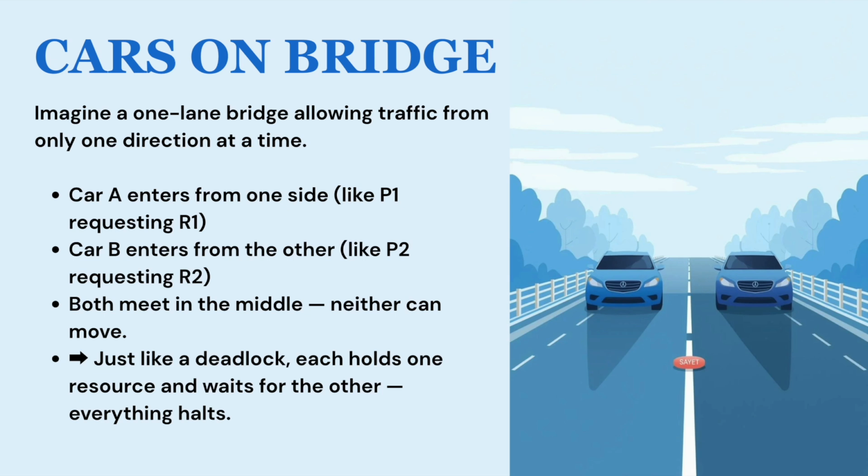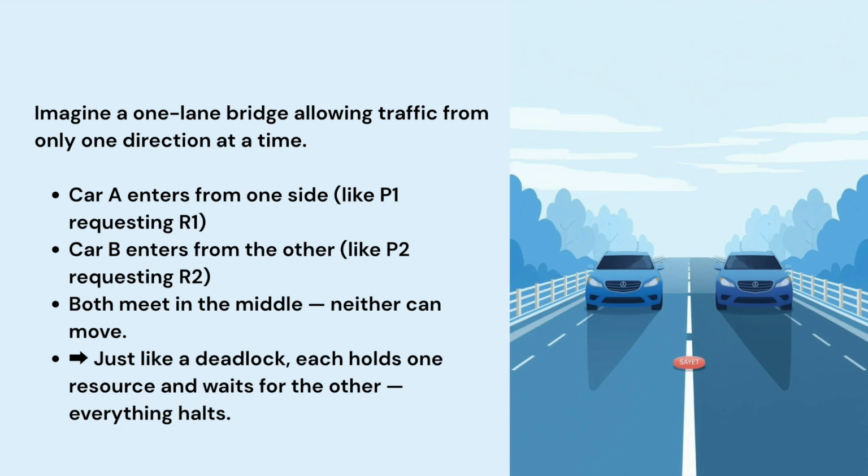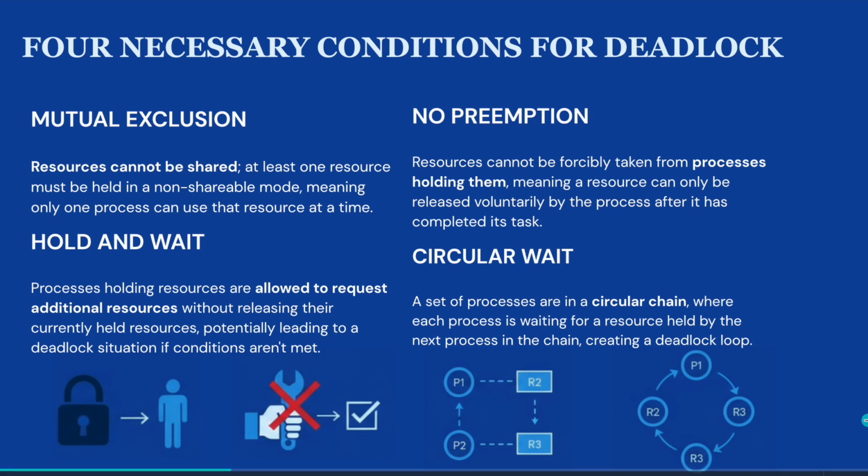There are four conditions that are necessary for a deadlock to occur. Mutual exclusion, where at least one resource must be non-shareable. Hold and wait, where a process holding on to a resource can request additional ones. No preemption, where resources cannot be forcibly taken away, they're only released voluntarily. And circular wait, where a circular chain exists in which each process waits for a resource held by another process. If even one of these conditions can be prevented, a deadlock can be entirely avoided.